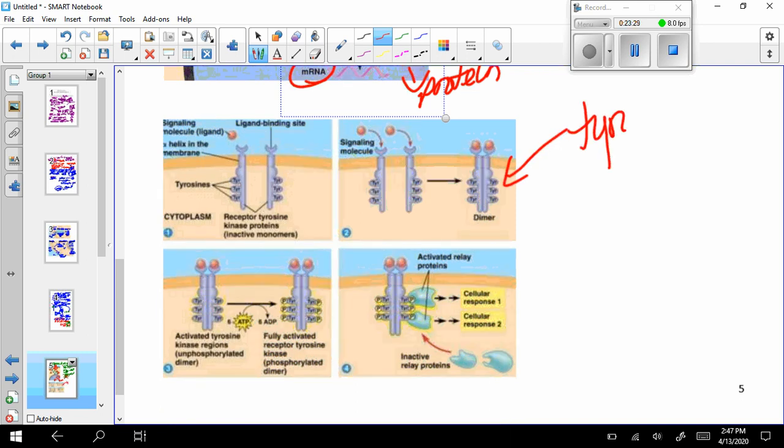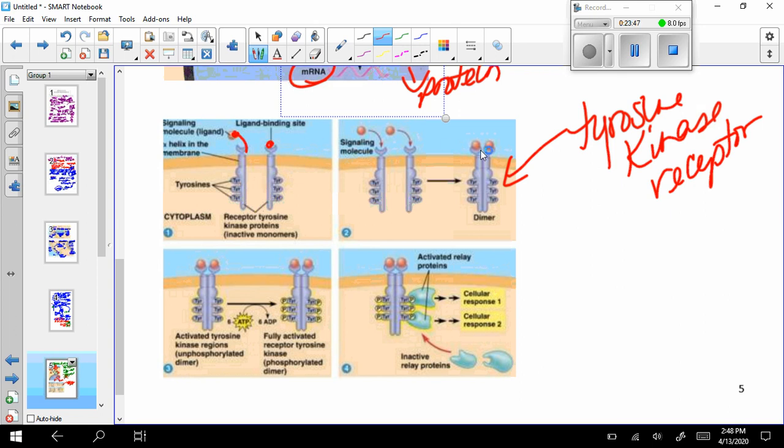They are called tyrosine kinase receptors. It's probably written on here somewhere. Yeah, receptor tyrosine kinase proteins. So when they're inactive, they look like this, 2 separate molecules. And what happens is this little ligand binds, and when 2 of them bind, it forms what's called a dimer. It comes together. And then each of these little tyrosines can get activated by ATP.